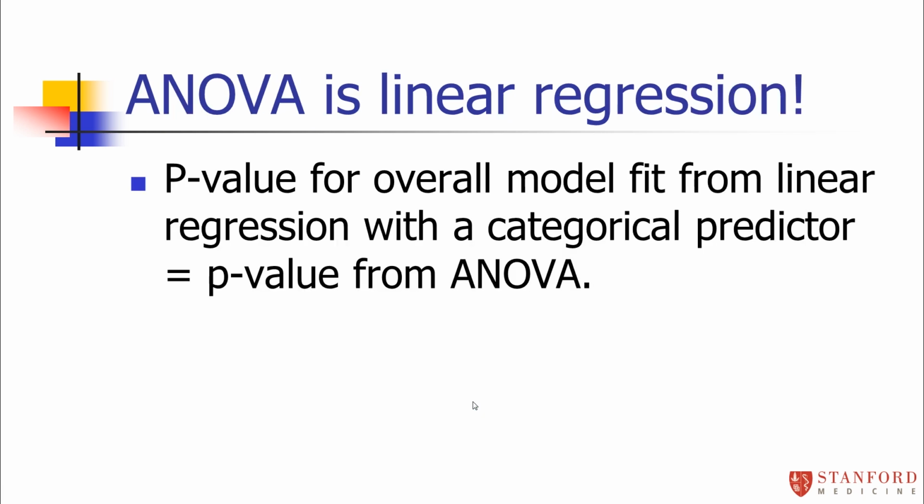ANOVA is just linear regression. So the p-value that you would get if you ran an ANOVA here is exactly the same as the p-value you're going to get for the overall model fit for linear regression. So again, mathematically, these things are identical. So you could argue that you never need an ANOVA, you could always just run a linear regression.